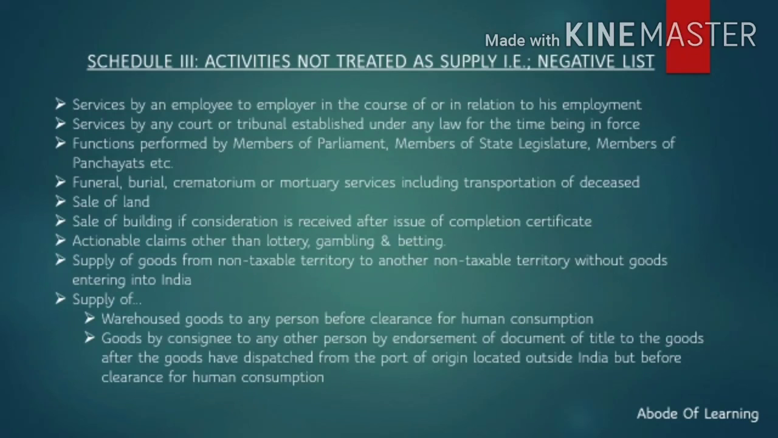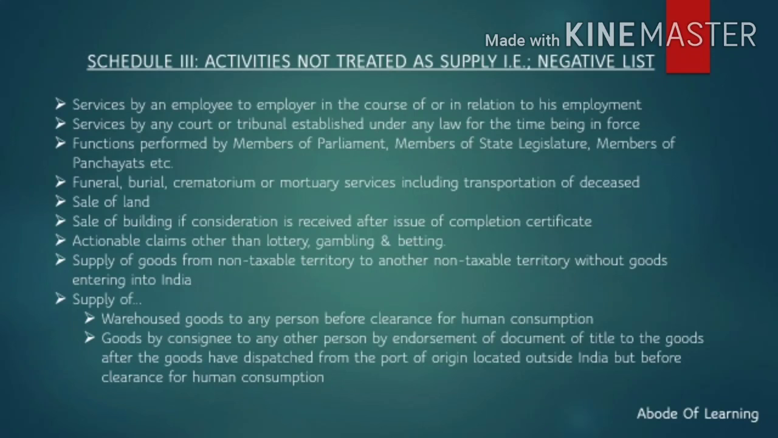Next one is supply of warehoused goods to any person before clearance for home consumption. Also, supply of goods by a consignee to any other person by endorsement of document of title to the goods, title in the sense of ownership, after the goods have been dispatched from the port of origin located outside India but before clearance for home consumption. I'll explain what this means.